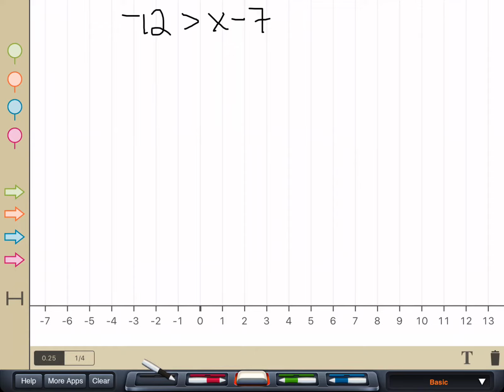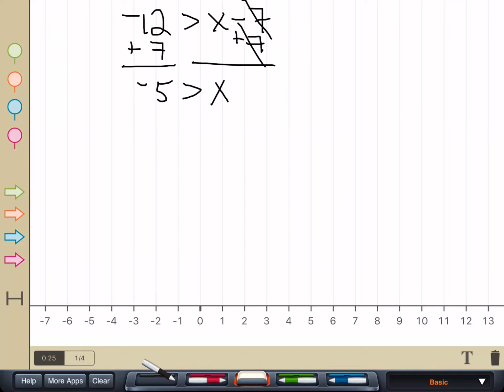We're going to use the same value but the opposite operations. Okay? So if I have negative 7, I'm going to add 7 to both sides. Just like solving an equation, what you do to one side, you do to the other side. So if I have negative 7 and I'm adding 7, those 7's cancel out and I'm left with x. Then I still have my greater than symbol. Negative 12 plus 7 is negative 5.